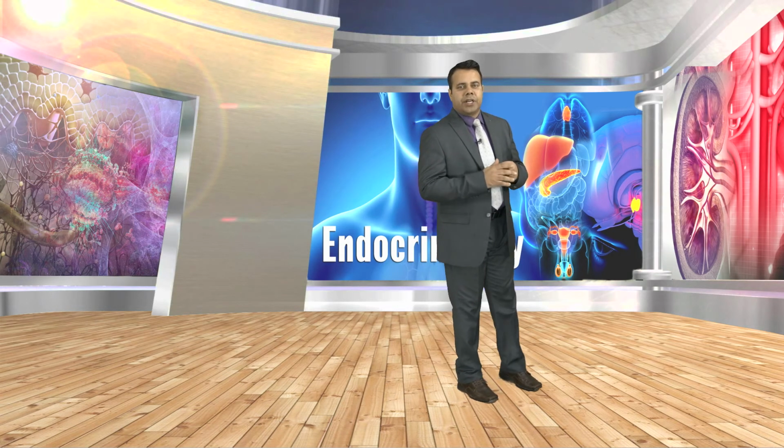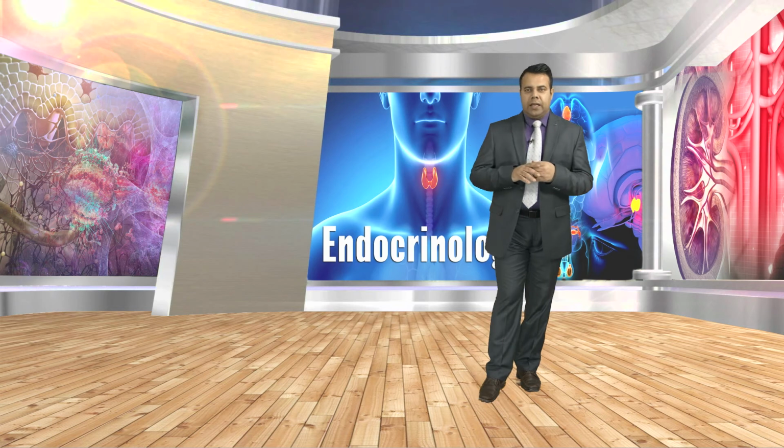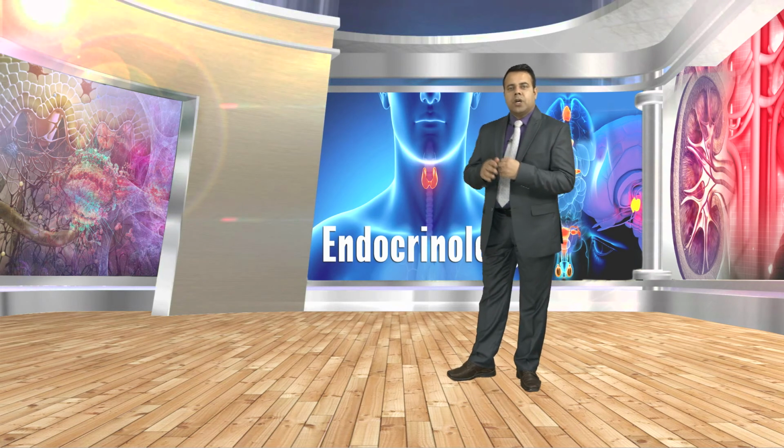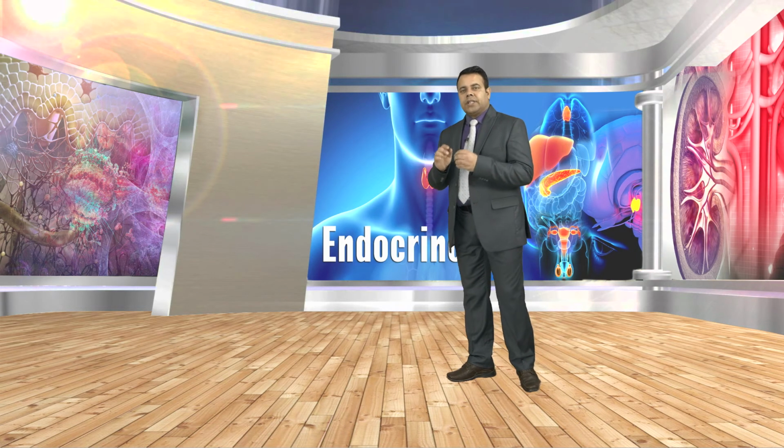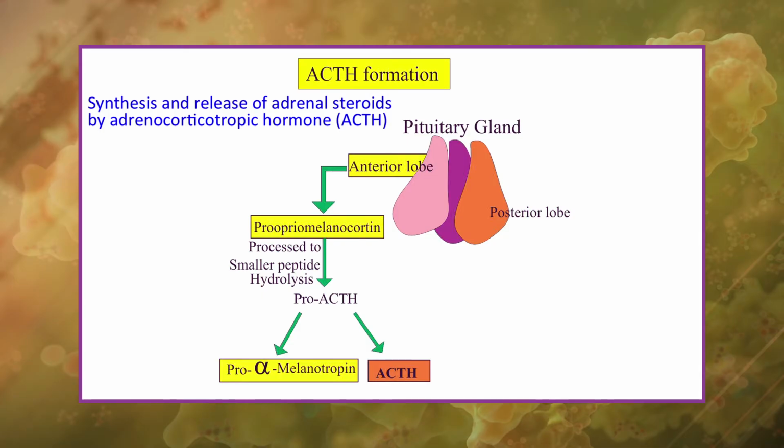Steroid hormones are not stored but released immediately to diffuse out of the cell. Protein and peptide hormones are stored in granules within the gland and are released in response to various stimuli. The other tropic hormones like FSH and LH, that is follicle stimulating hormone and luteinizing hormone, stimulate the synthesis and release of gonadal steroids, while adrenocorticotropic hormone or ACTH stimulates the synthesis and release of adrenal steroids.